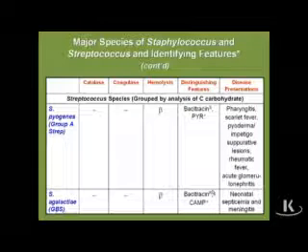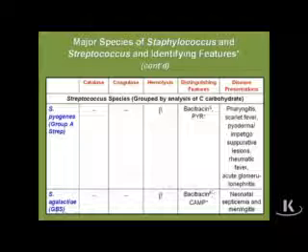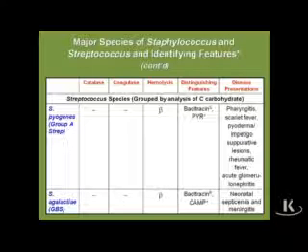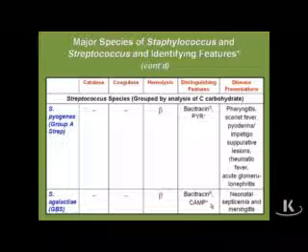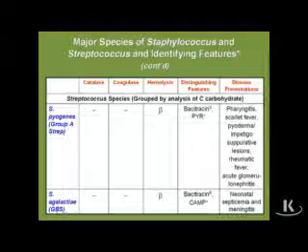Now, differentiating group A from group B strep, just like we did with saprophyticus and epidermidis, is by antibiotic sensitivity. So, group A strep is sensitive to bacitracin, whereas group B strep is resistant to bacitracin. Some of the other features, again, we'll highlight in a little bit more detail when we talk about them more specifically.